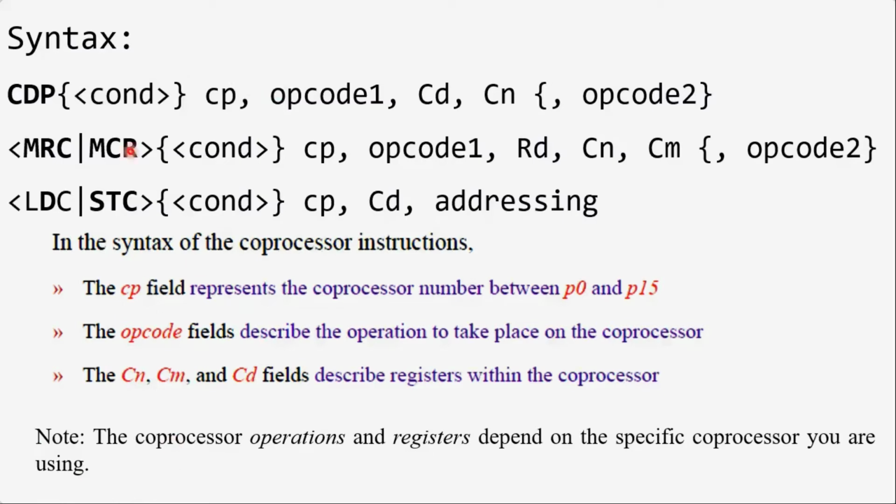Now here there are basically 5 instructions. You can see CDP, MRC, MCR, LDC, STC. These are the 5 instructions discussed in the syllabus, and I am keeping the explanation of these instructions very minimal, because even in the syllabus they have not discussed any instruction in detail. That way we also avoid wasting time from the perspective of the exam. So I am keeping all the explanation for these instructions very minimal, exactly as mentioned in the syllabus.